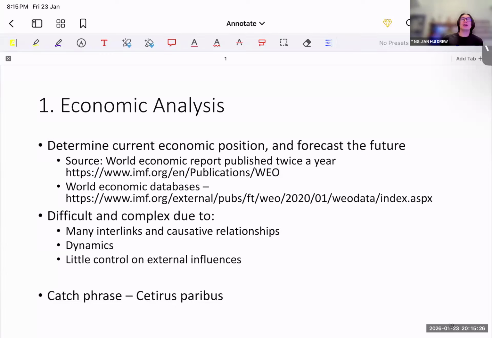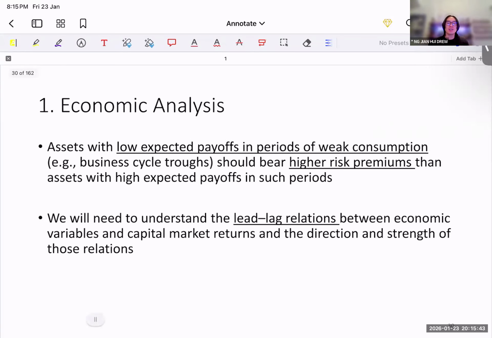All right, let's continue. Let's continue on our first topic, economic analysis, right? So the idea of economic analysis is understanding how the economy is functioning. So this is your first step in the valuation aspect of your company, right?